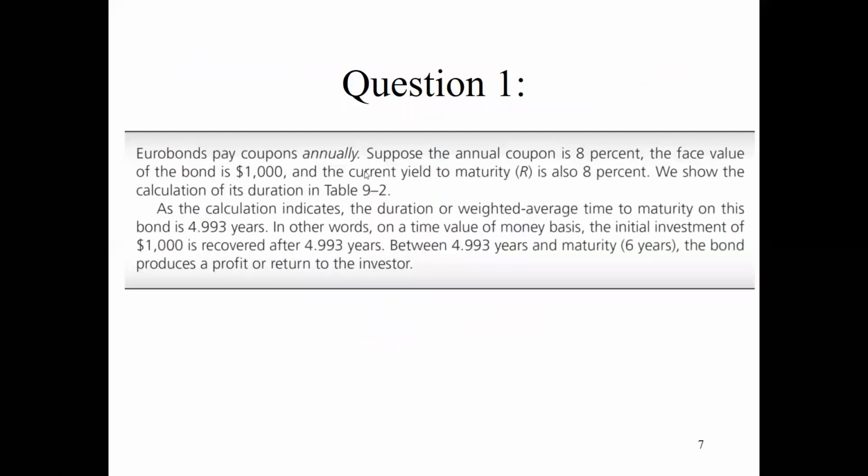So let's proceed with one example. There's a Eurobond that pays coupons annually. The coupon rate is 8%. The face value of the bond is $1,000. The current yield to maturity is 8%. Now, the calculation is in the following slide. As the calculation indicates, the duration weighted average is equal to 4.99 years. We're going to discuss them.